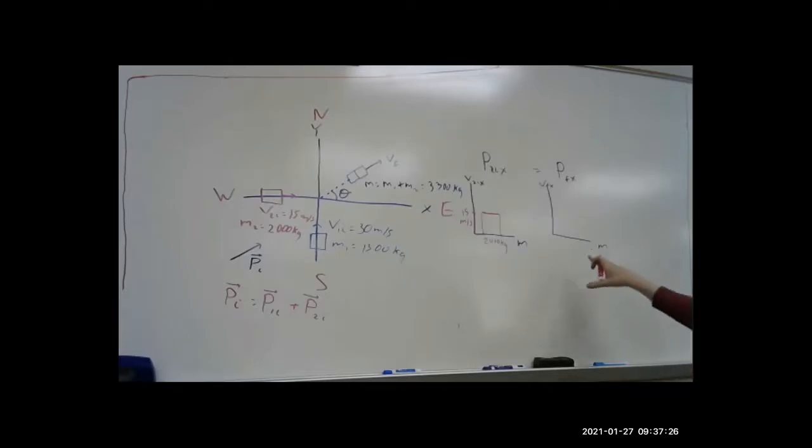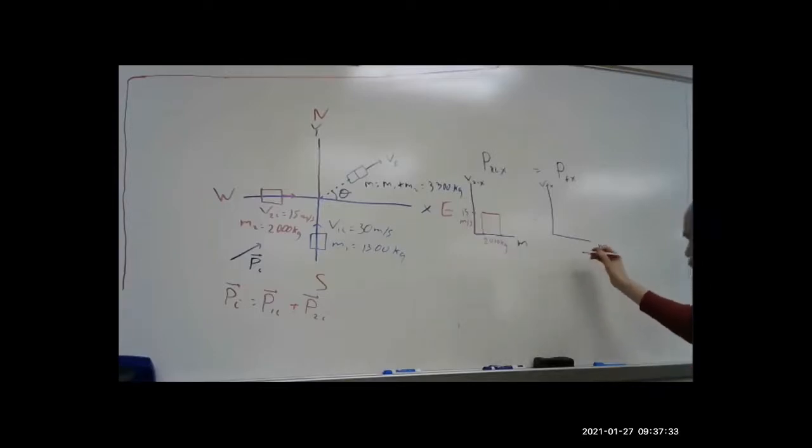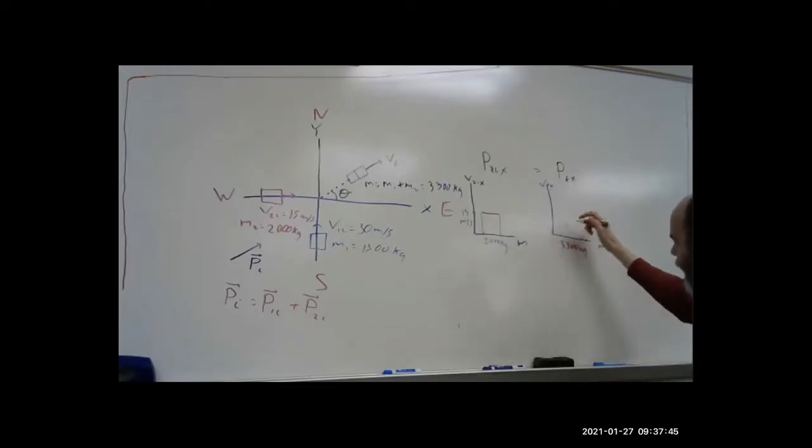Now let's look at the final momentum in the x direction. It has to be equal to the initial because momentum is conserved. But the width here is larger than 2,000. It's 3,300, because the mass is larger after the collision. So that means the height here cannot be 15. It's going to have to be less than 15.